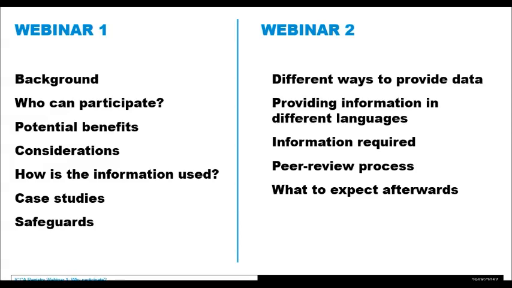Webinar 2 will cover different ways to provide data, providing information in different languages, the specific information that's required to participate, the peer review process that data needs to go through, and what to expect after providing data. You should have received an invitation to webinar 2, and this will be held tomorrow.